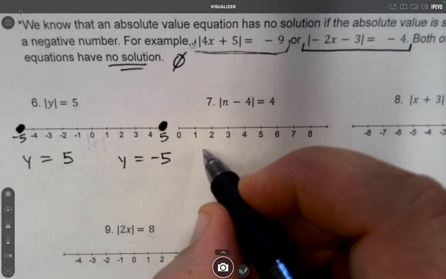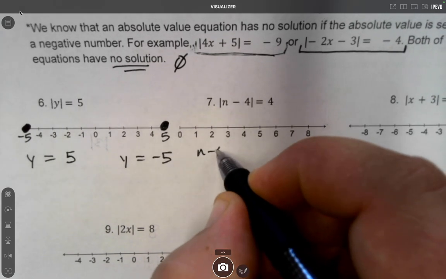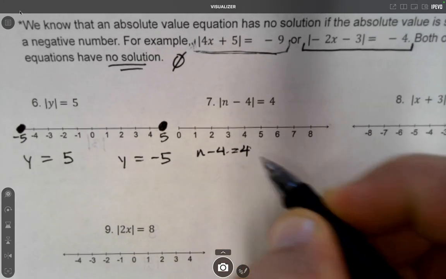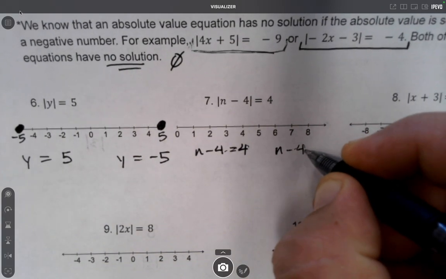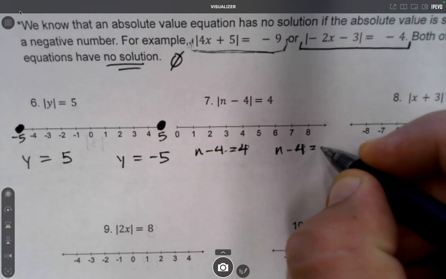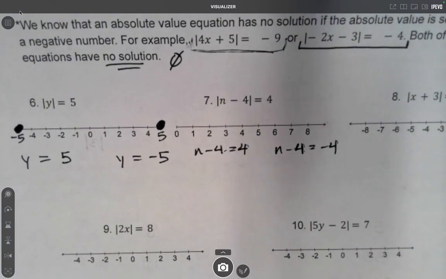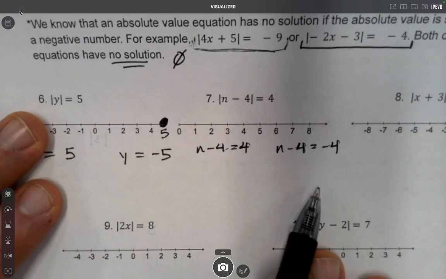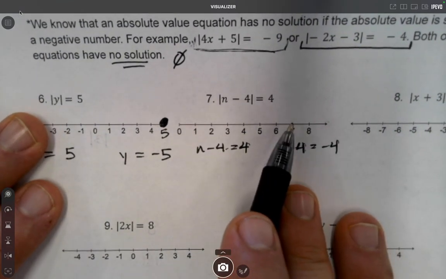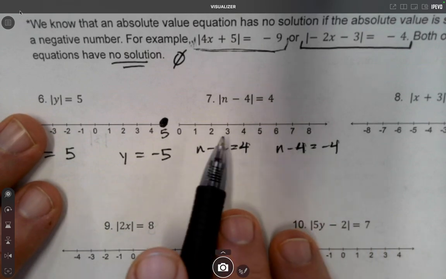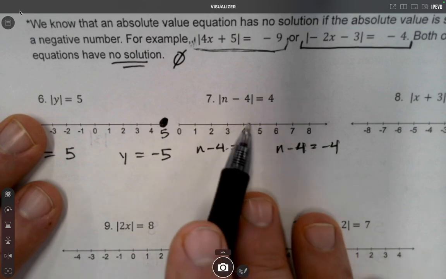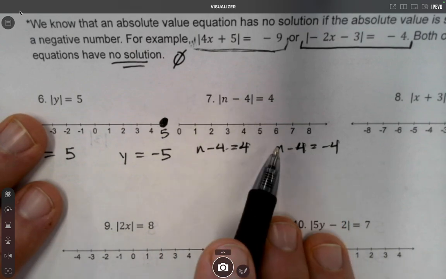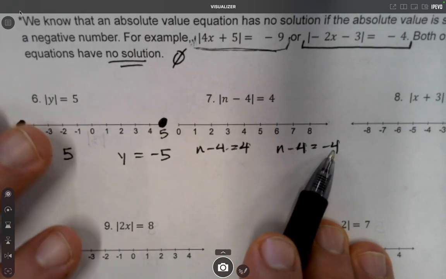Okay, as we look at number 7, we know there's two possibilities. It could be that n minus 4 equals 4, which is exactly what this says, but it's also possible that n minus 4 equals negative 4. Because if we took the absolute value of negative 4, that would be 4. So notice, I'm not saying the absolute value of n minus 4 could equal negative 4. I'm saying just the inside part by itself, n minus 4, could equal negative 4.